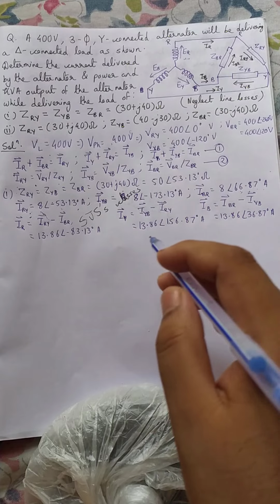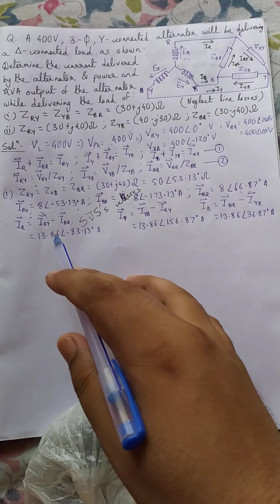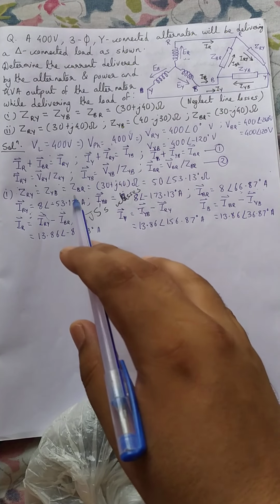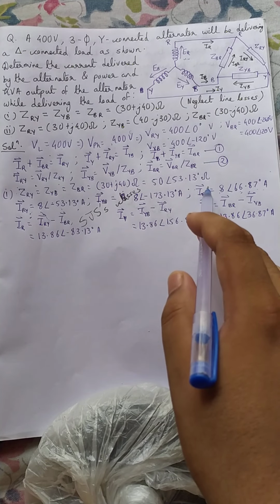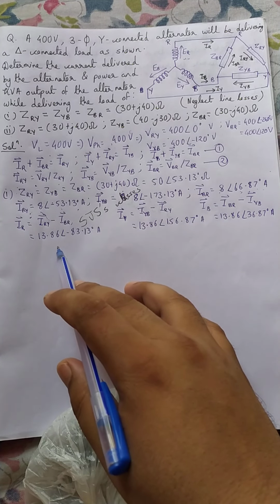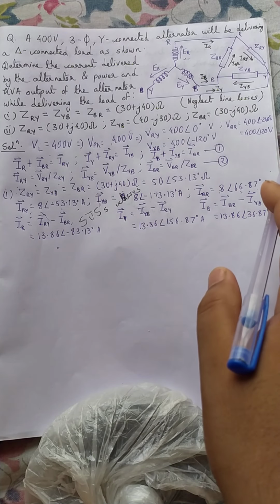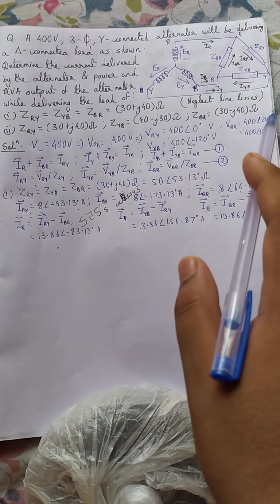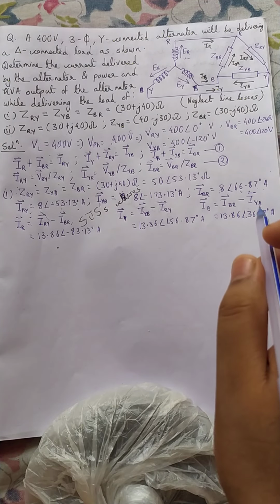And if you could solve it out, what you could find that this 13.86 divided by root 3, if you would be doing, you would be getting that is equal to 8, or 8 into root 3 if you would be doing, you would be getting this one. Because you know, in case of delta connection, the relationship between the line voltage, line current and phase current is that the line current is root 3 times of the phase current.